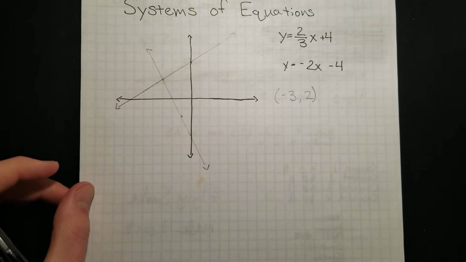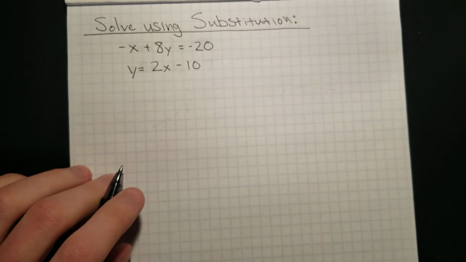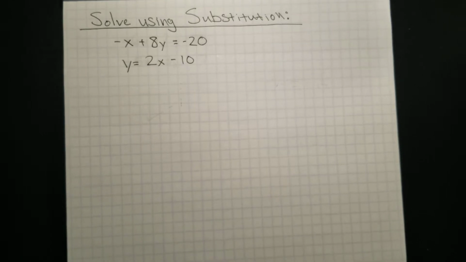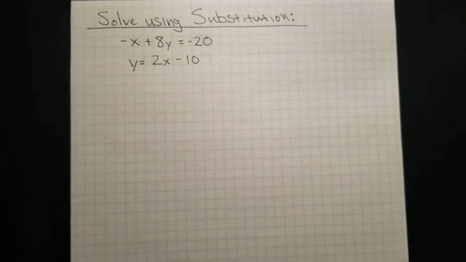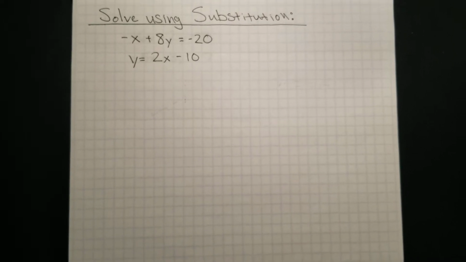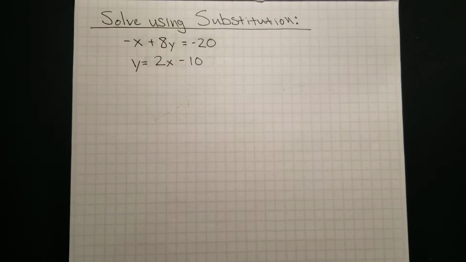Now, today, we are going to learn a new method. That method is solving a system using substitution. Instead of using a graphing method, we are going to be substituting one of these equations into the other and then finding the point where they would meet. So this will be entirely algebraic.